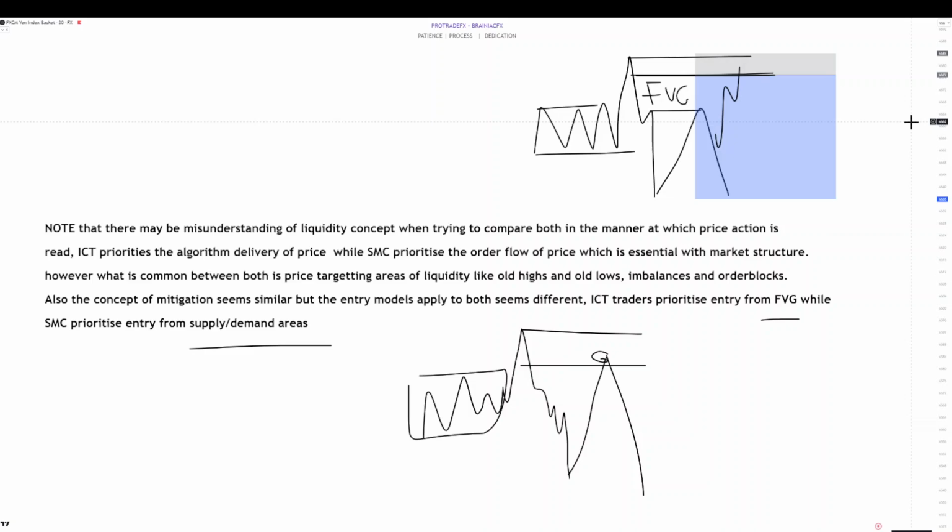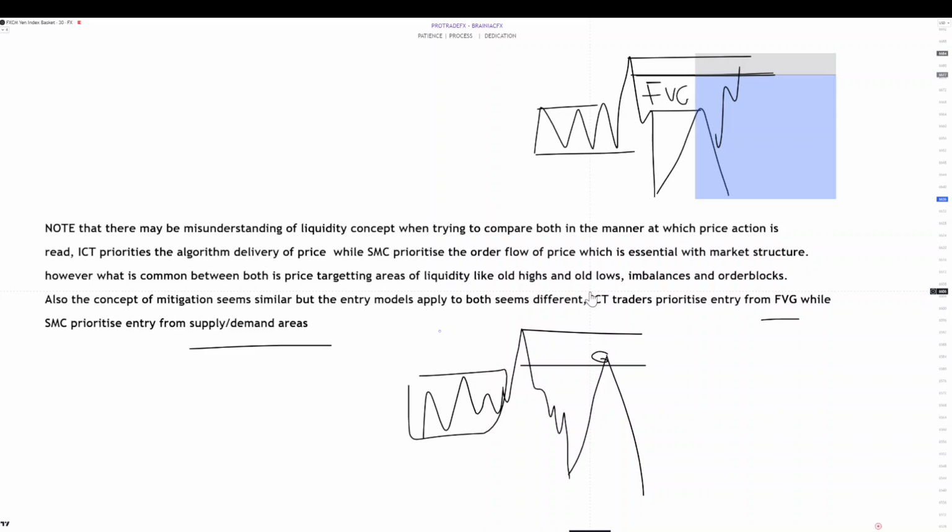Both concepts prioritize liquidity as their objective. So there is always an objective in price for what you want to look at. Just like areas of liquidity on ICT can be old highs and old lows, in SMC those old highs and old lows are referred to as inducement areas or engineered liquidity. So we can also see there are ways we can relate them, in short. I don't want to make this video longer than it has been.